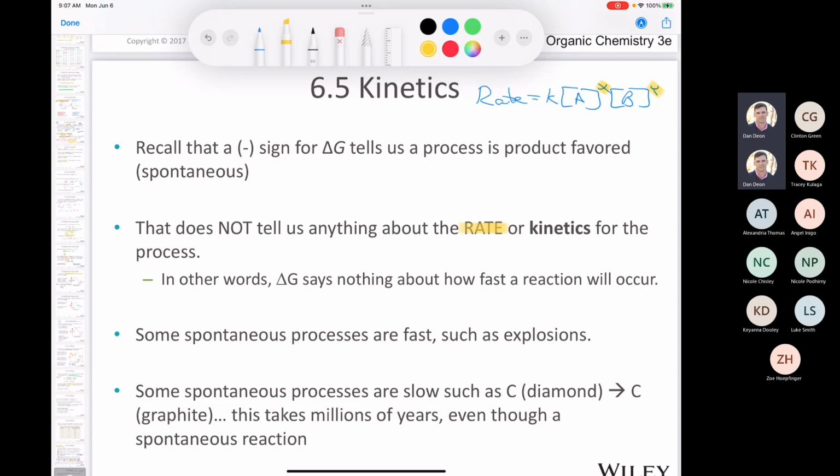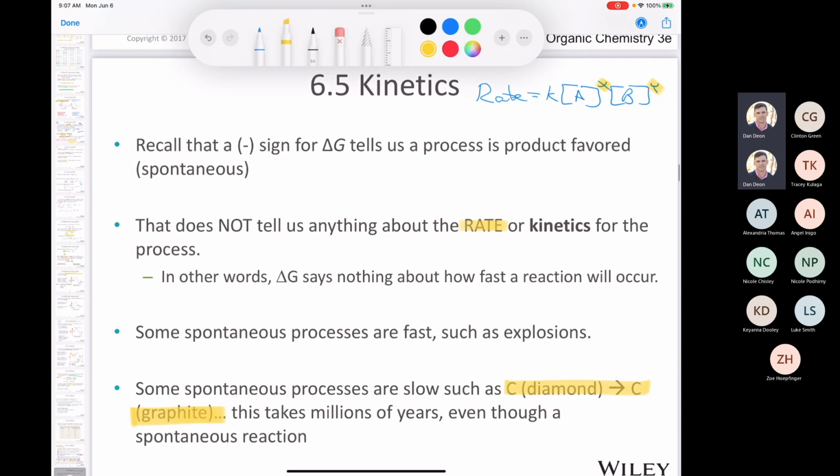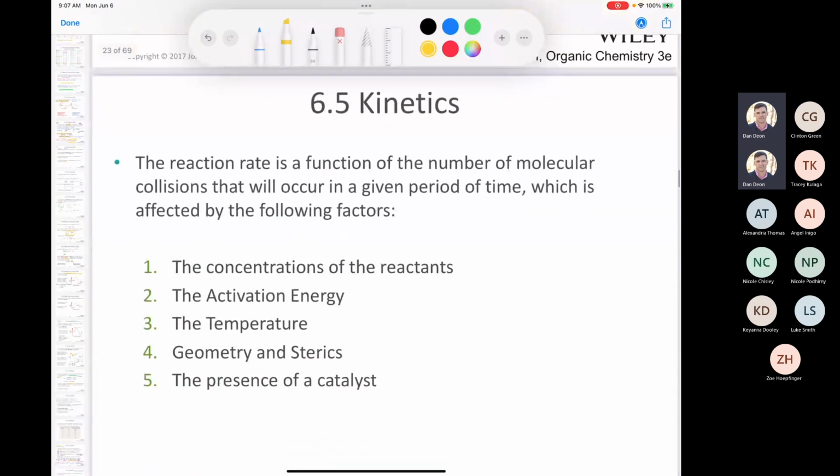So some spontaneous processes are fast, like an explosion. However, there are spontaneous processes, and I mentioned this one a few minutes ago: diamond being converted into graphite. It's spontaneous, the delta G is negative. However, it takes millions of years. So it might be spontaneous, but it's kind of a useless reaction because it takes so long. The reaction rate is a function of the number of molecular collisions. Molecules have to collide in order for a reaction to occur, and the rate is a function of the number of those collisions over a given period of time.